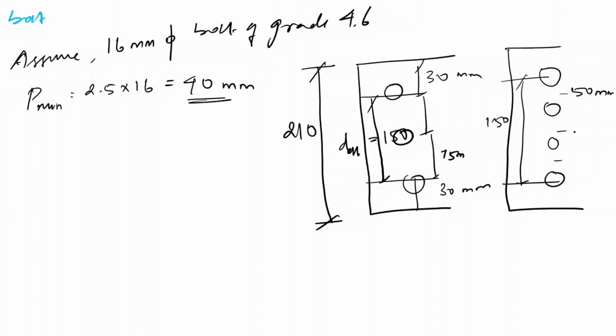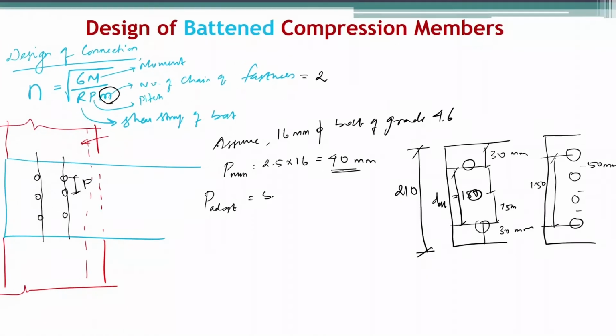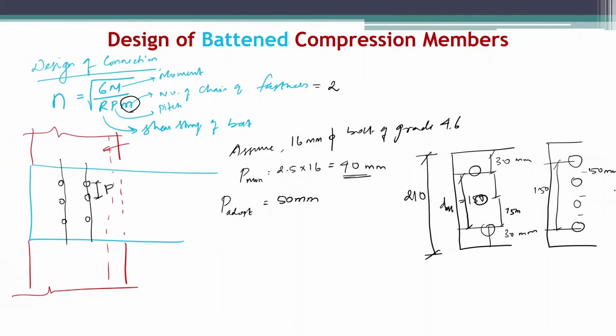So I can provide only 4 bolts in a chain. If I go for 5, then this pitch will become less than 40. The minimum I have to go for is 40, but the pitch I have adapted is 50 mm. So the maximum I can provide is 4. So I'm going to provide 4 in a single chain. My pitch adapted is 50 mm and my end distance is 30 mm. This is the spacing in which I'm going to arrange the bolt.